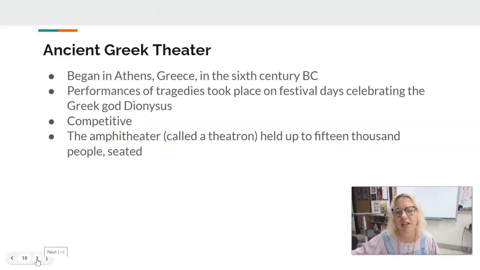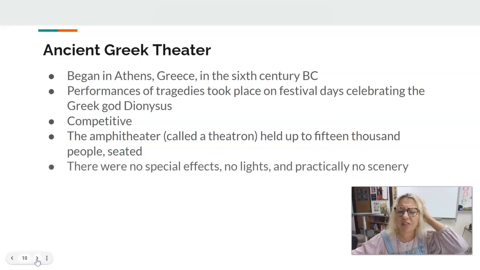So think about this. This is before we have any kind of electronic amplification systems, and yet there were live plays being held with 15,000 in attendance. It was pretty incredible that the acoustics could do that, that people could hold their breath and listen to a live presentation together like that. But it was a big deal. It was really a highlight of the year for Athenians, and it was something that people really looked forward to. It was a huge celebration.